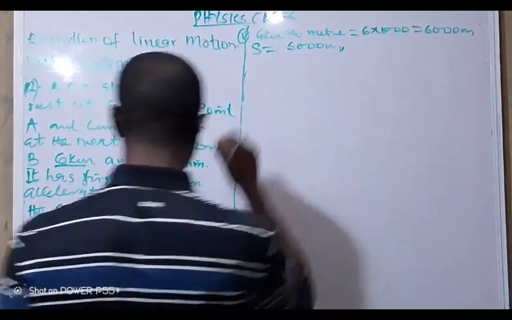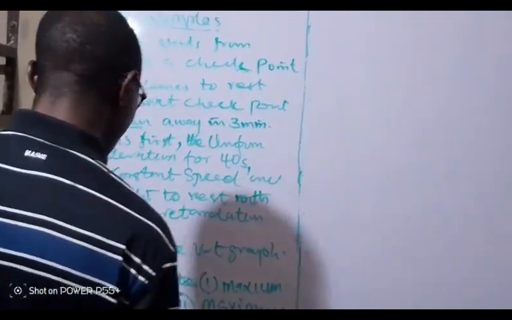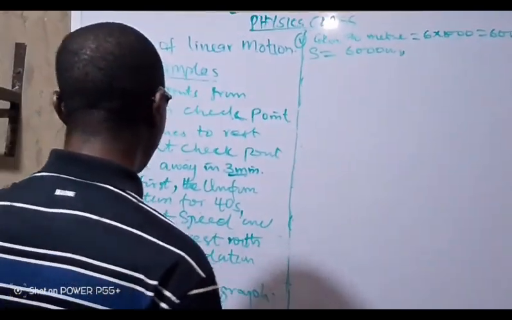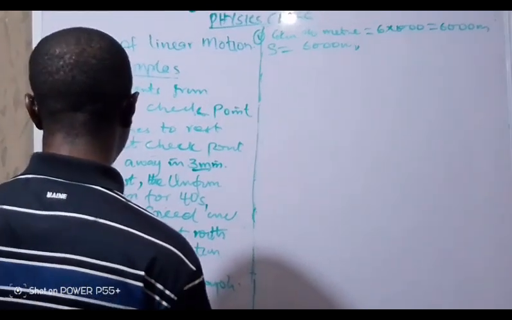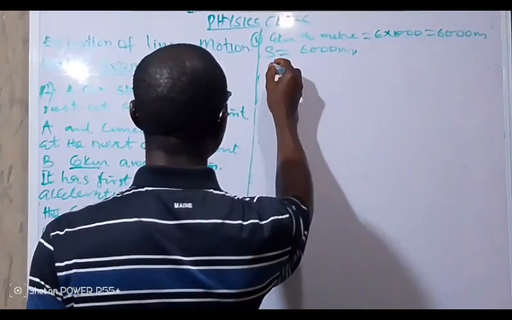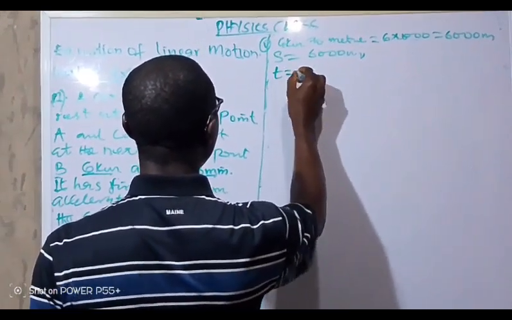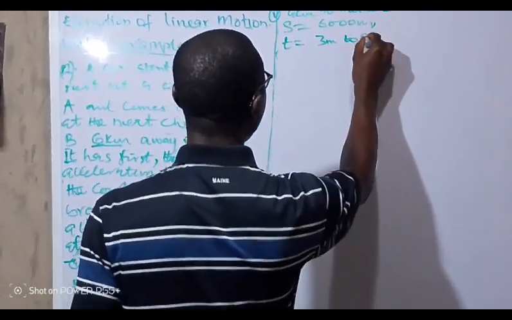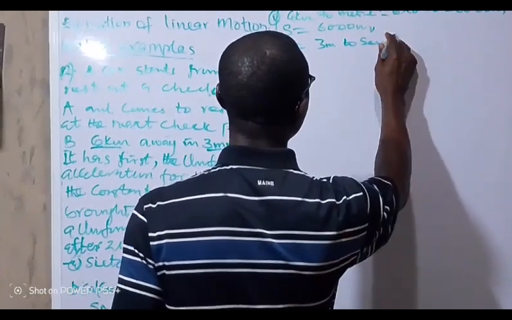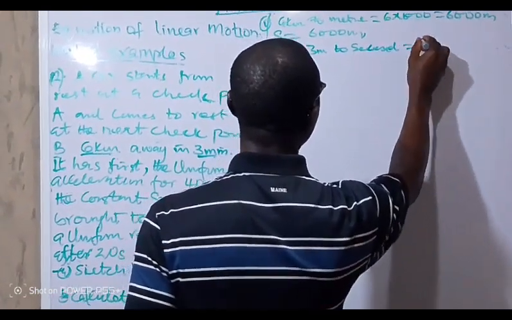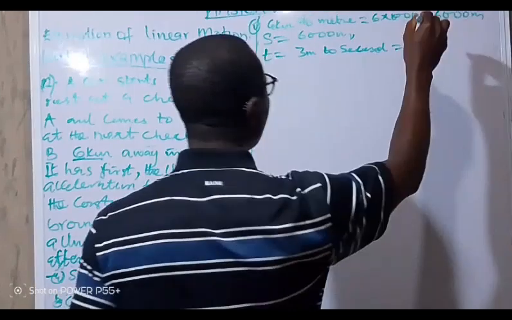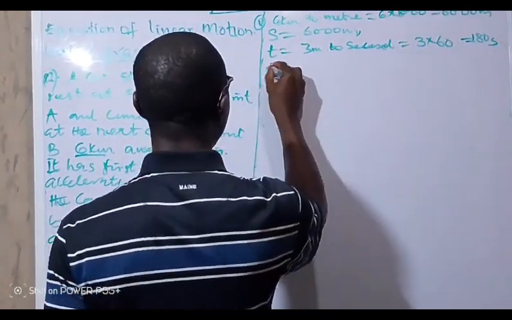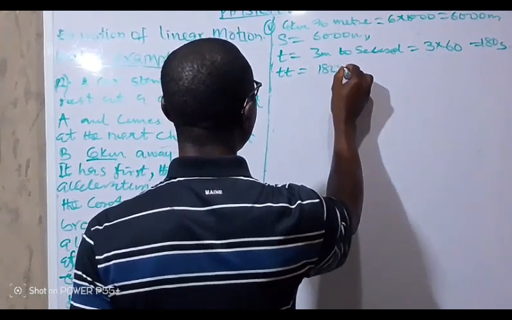Then again, 3 minutes. We cover the distance apart in 3 minutes. Convert 3-minute time, 3 minutes, to second. That one is 3 multiplied by 60. That is 180 seconds. It means the total time taken is equal to 180 seconds.